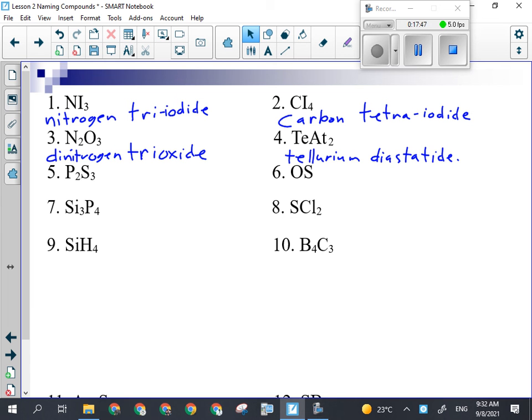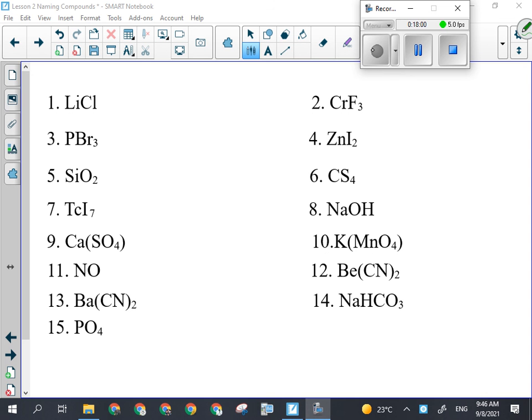Let's have you try the rest of those. We'll go through them together here in a couple minutes, and then we'll look at a mix of both. See if you can use the right naming rules and identify ionic and molecular. Is the first one ionic or molecular? It's ionic. Lithium is a metal. So we apply the ionic naming rules, and this is lithium chloride. No prefixes, no Roman numerals, nothing like that. It's a very simple binary ionic compound.